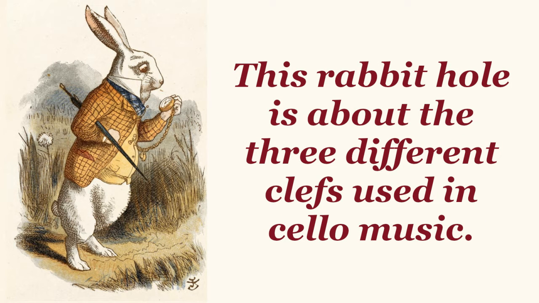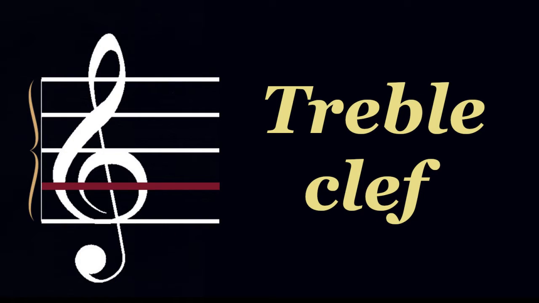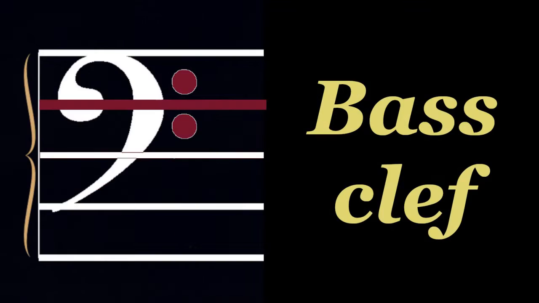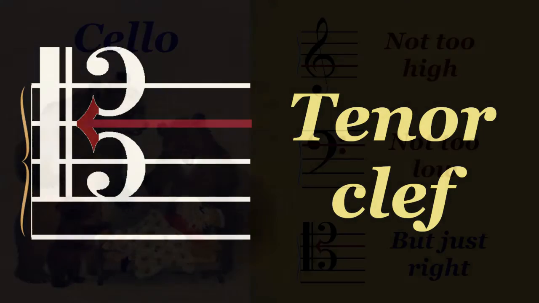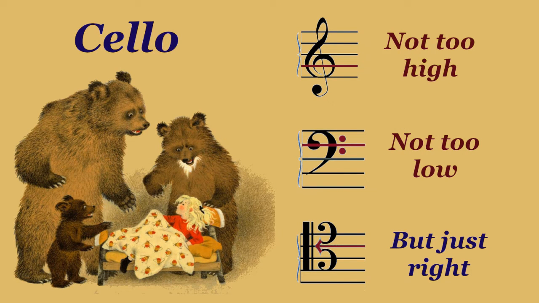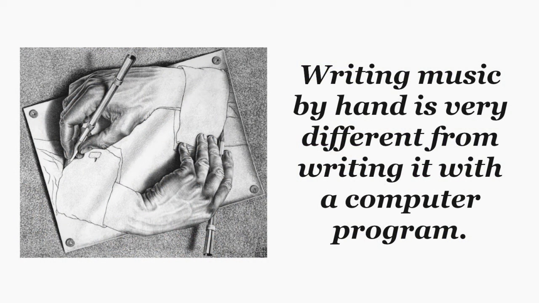As complicated as it might seem, cello music is written in 3 clefs. Treble clef is used for the high notes. Bass clef is used for the low notes. But the mid-range is always written in tenor clef. For a long time I did not understand why. Why complicate everything with 3 different clefs? Now the reason is very clear to me.